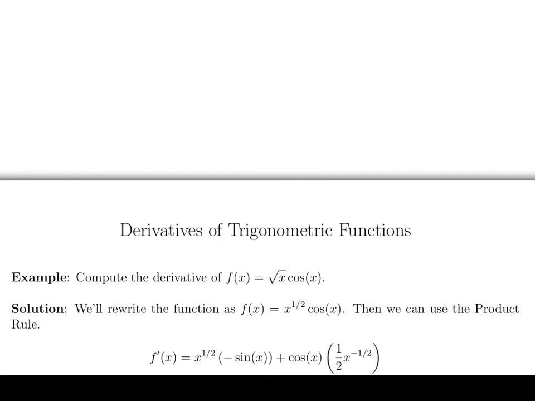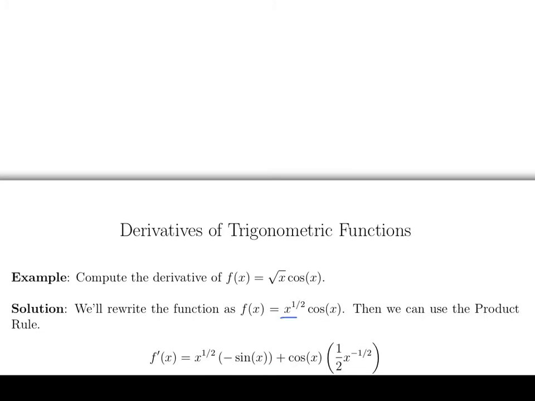Okay, so the product rule says that the derivative is the first function times the derivative of the second. So here we have to differentiate cosine x, and the derivative of that is negative sine of x. That's part of what we mentioned at the end of the last video. And then we have the second function times the derivative of the first.